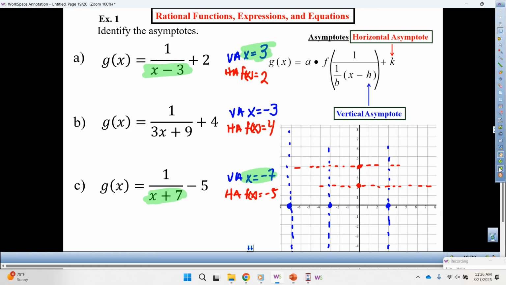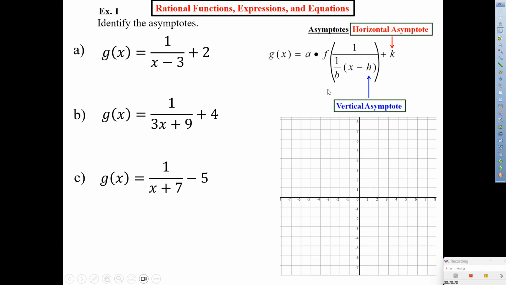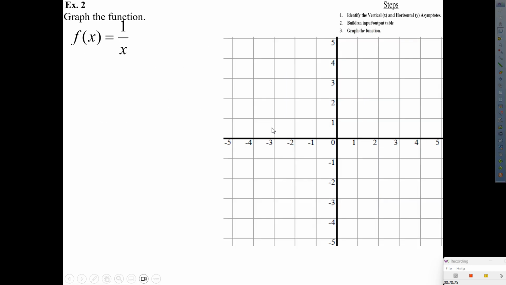Tell your neighbor what you notice. What do you notice for the VA? All right. What do you notice, Geo? Yeah, the opposite of what you see there is our VA. All right. So, now that we got that down, let's go to the best part. Turn your paper over. Let's go.